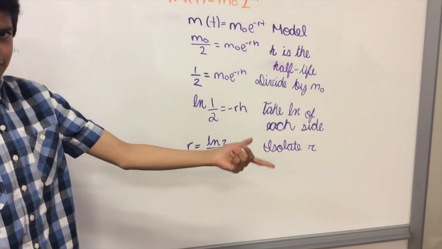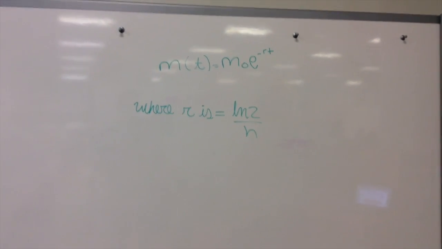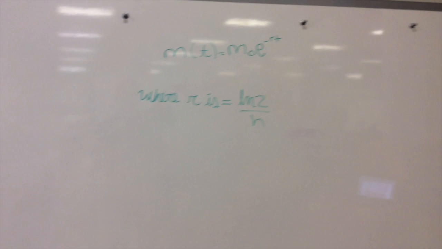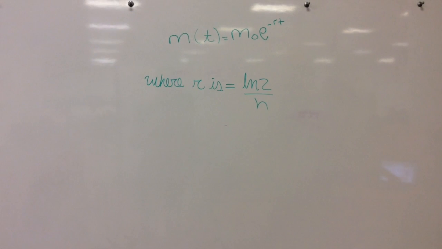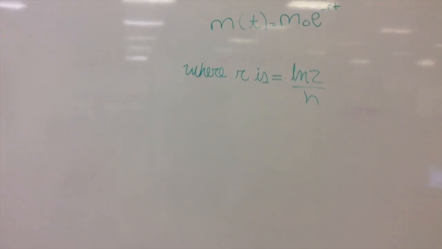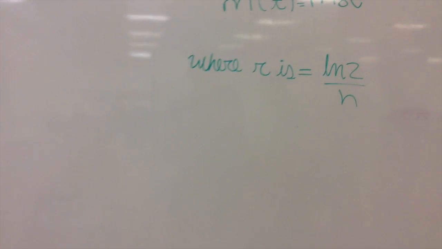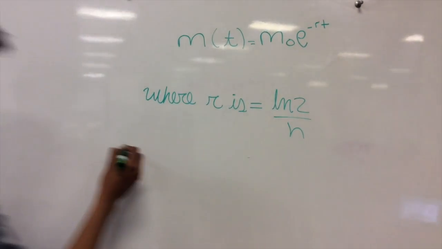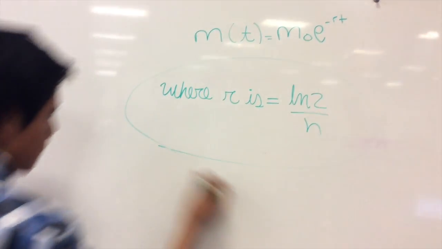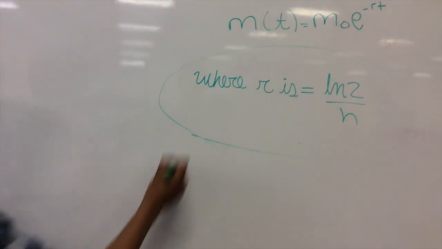Therefore, in the radioactive decay model, if m0 is the initial mass of a radioactive substance with half-life h, then the mass remaining at time t is modeled by the function m(t) = m0 e^(-rt), where r is equal to the natural logarithm of 2 over h, t is equal to time, and e is equal to Euler's number.